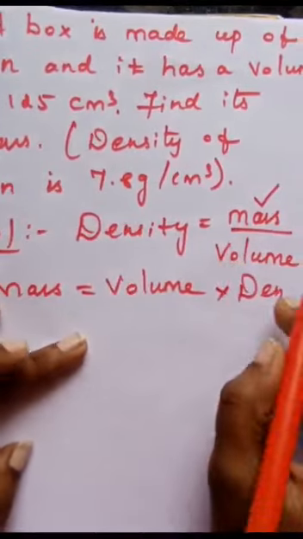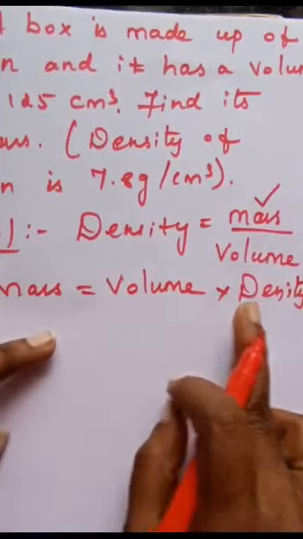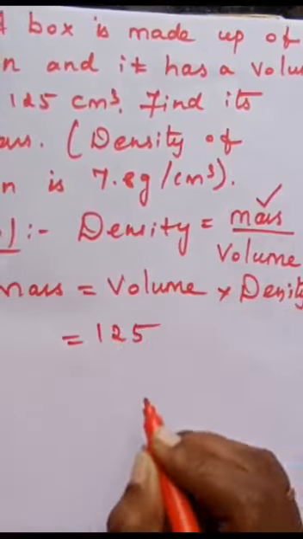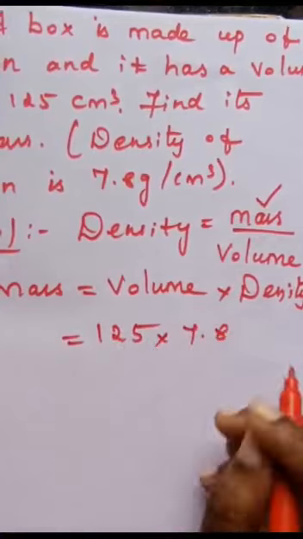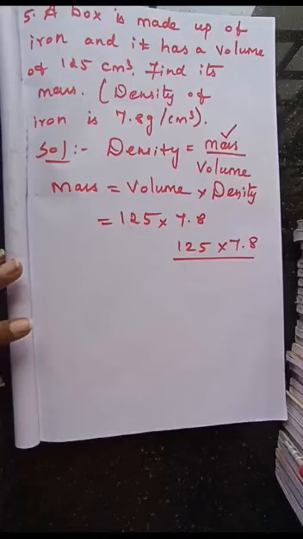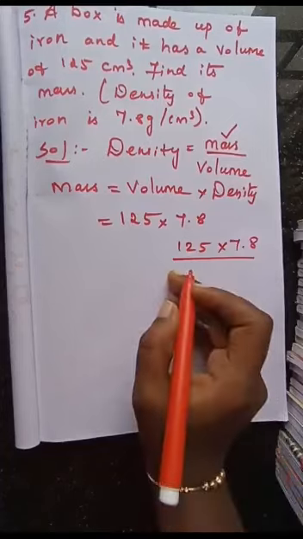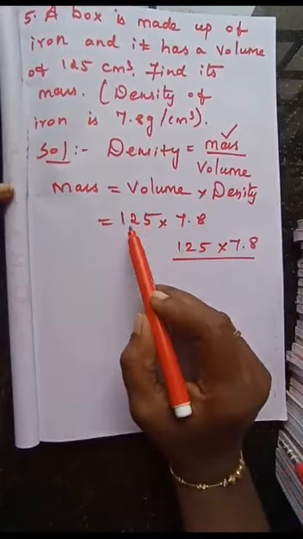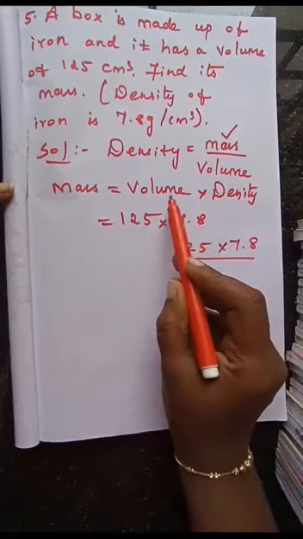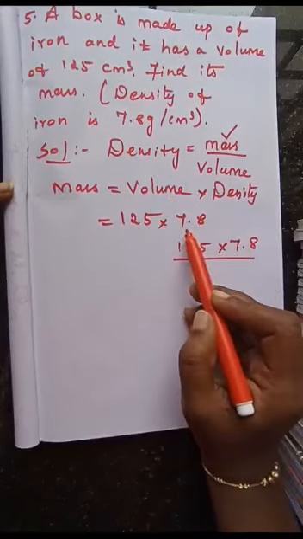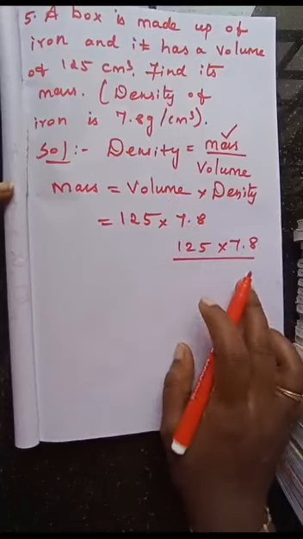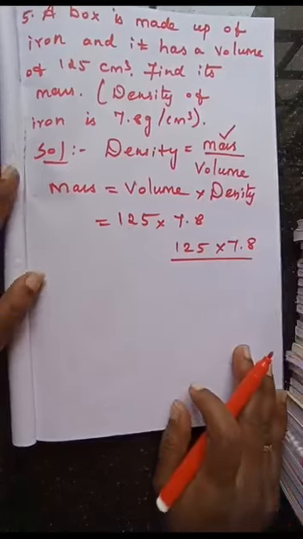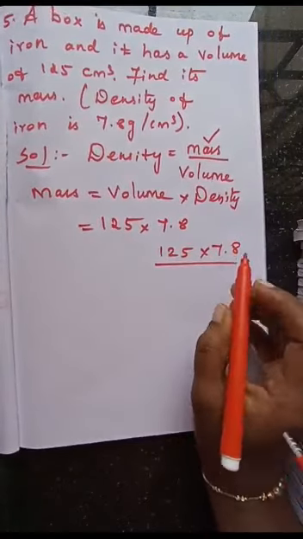Volume into density. The volume value we know, 125, into density value 7.8. Clear? In this problem we have substituted the values: volume 125 and density 7.8, given in the question. Now we are going to start the multiplication process.